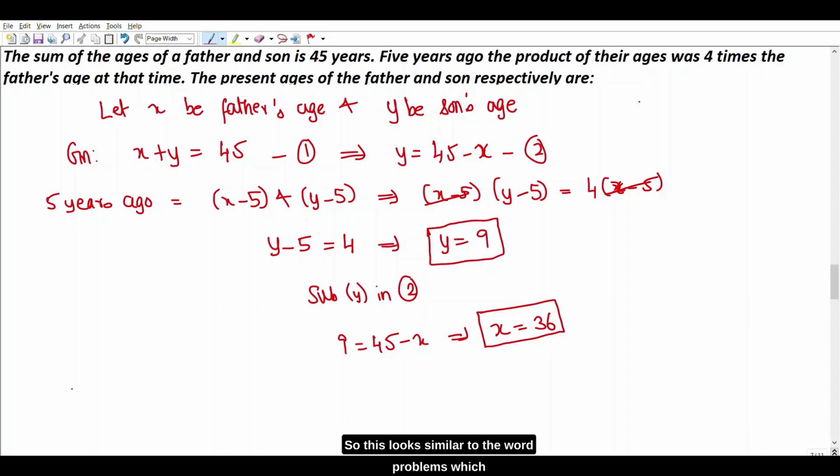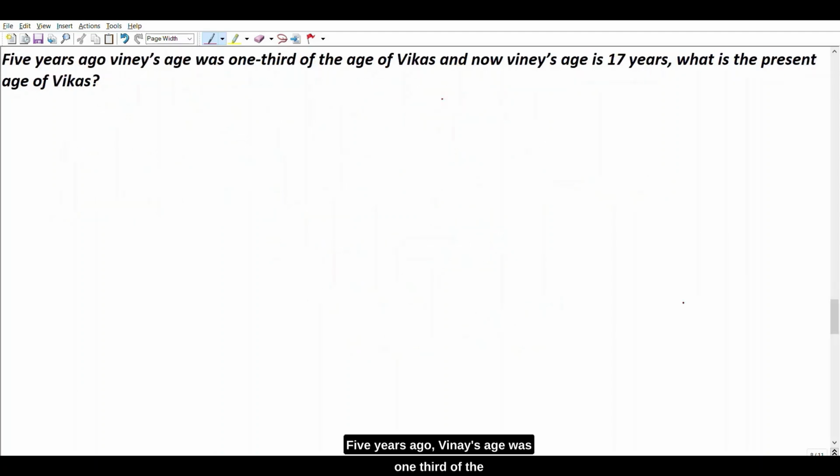So this looks similar to the word problems which everyone would have dealt with in their school life. So let us move to the next question. 5 years ago, Vinay's age was one third of the age of Vikas, and now Vinay's age is 17 years. What is the present age of Vikas?